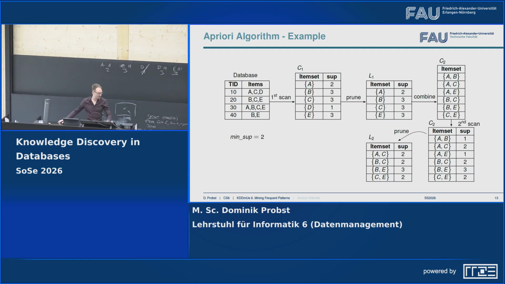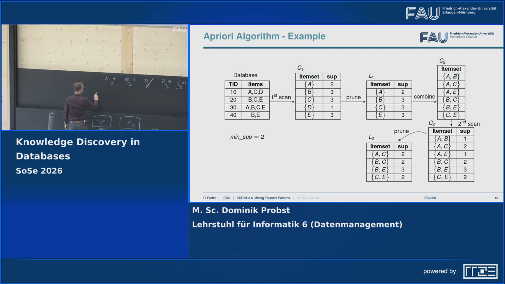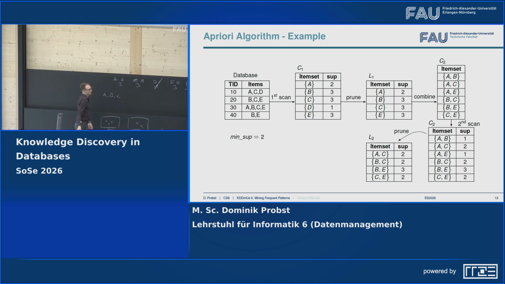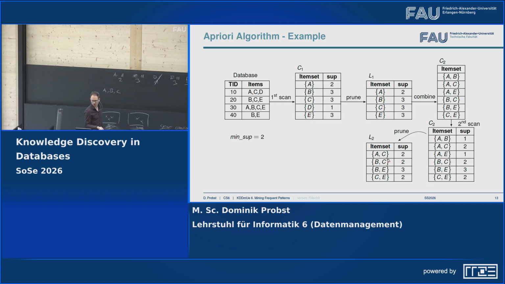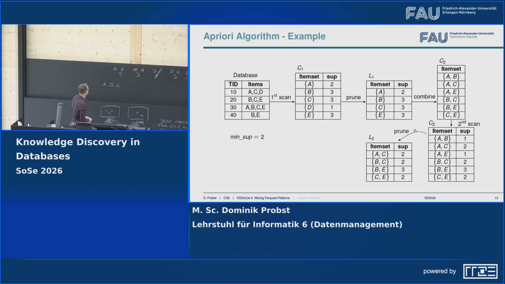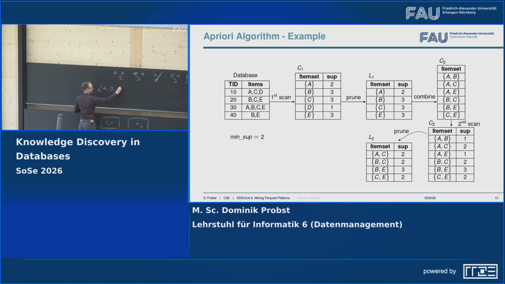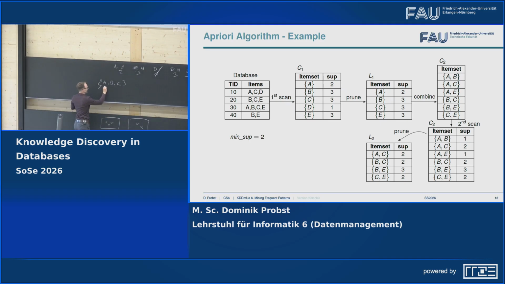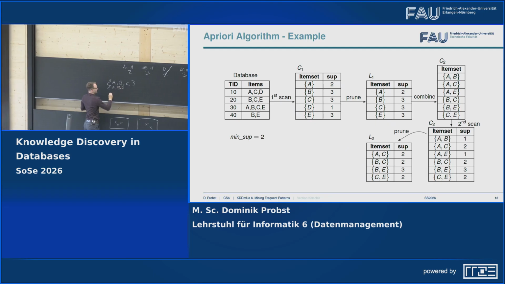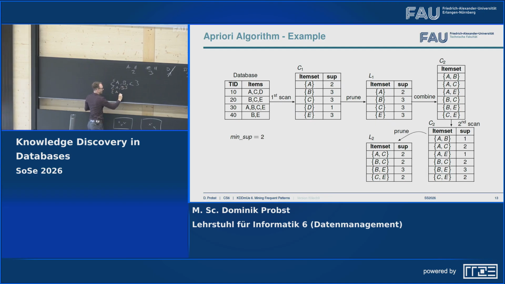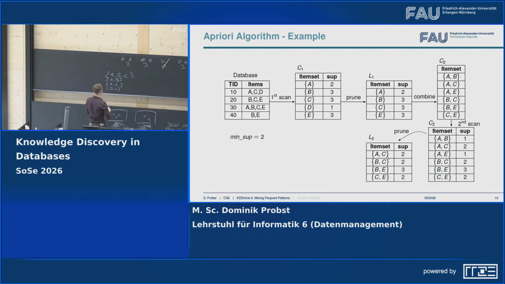Okay, let's think about A, B, C. A, B, and C are all present somewhere in here. But to check whether this is a valid candidate, we have to check that A and B is frequent, A and C is frequent, and B and C is frequent. So all possible subsets have to be frequent. Let's take a look at this. A and C is frequent. So this is frequent.